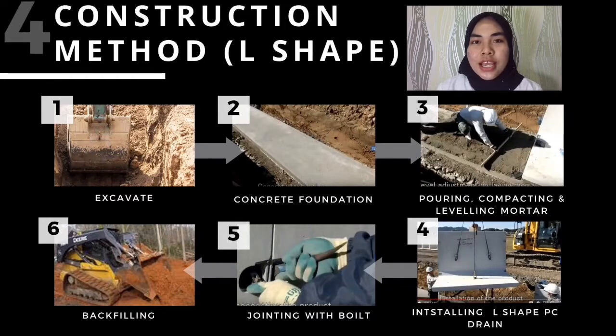This is to make sure the precast are stable enough and can connect to the edge of the precast concrete drainage. Then install the precast concrete drainage. After that, we need to connect by jointing with the bolt of the precast concrete and make sure to fill up the gap with the mortar. And lastly, backfilling. We use the excavated material and compact it until it's done.